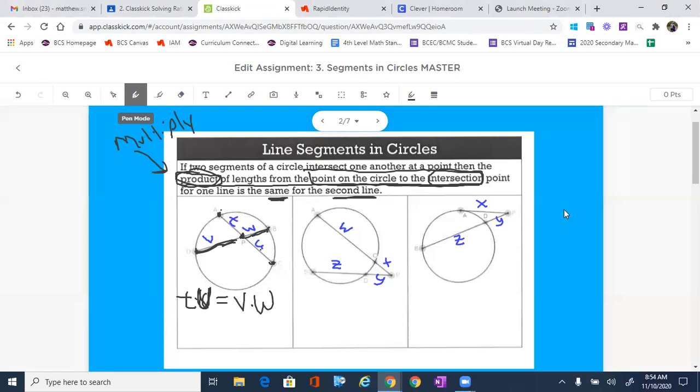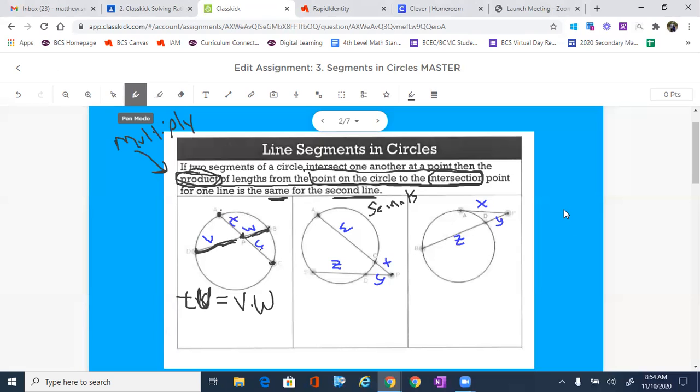Now let's go to the next one. You're going to notice this one is a little bit different, and that's because this involves secants that are originating outside of the circle. Let's go ahead and look at this one. The product of the lengths of the point on the circle to the intersection.